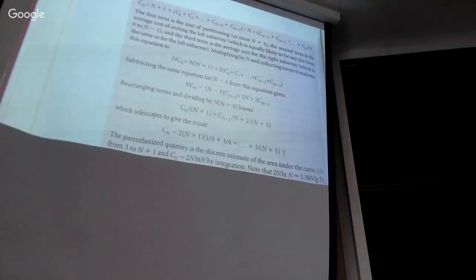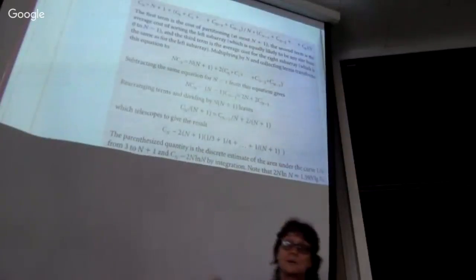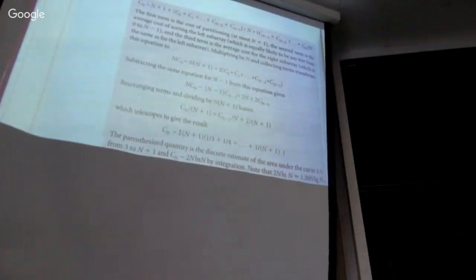Yeah. Right. So then they didn't write it out. I suggest you do, just to convince yourself, subtracting the same equation for n minus 1 from this one gives me a new equation, rearrange, divide, I'm just doing arithmetic. Rearranging, dividing by n times n plus 1 gives me another one. And now, make sure that you know how to get to that last step. Which telescopes? What do I mean by that?